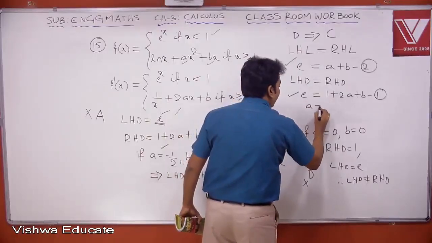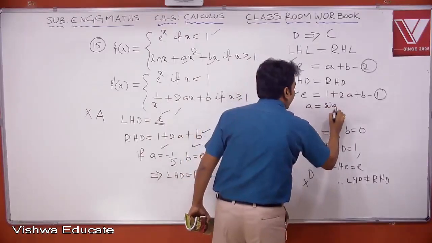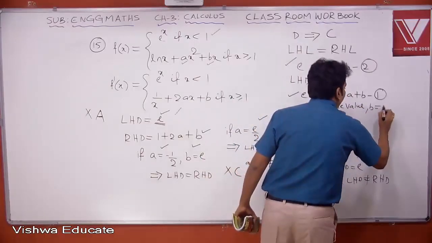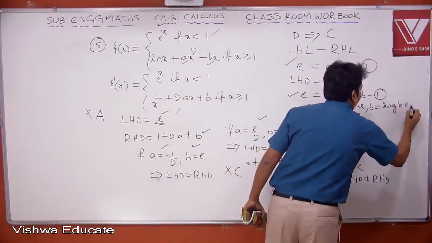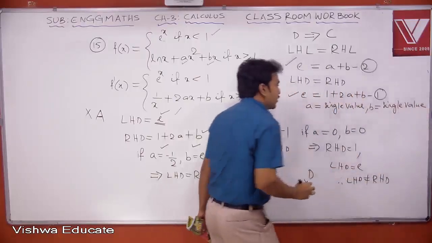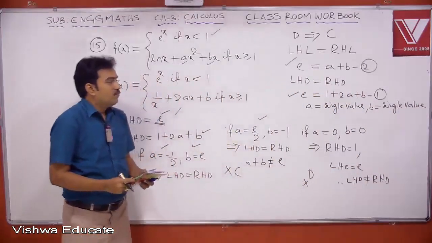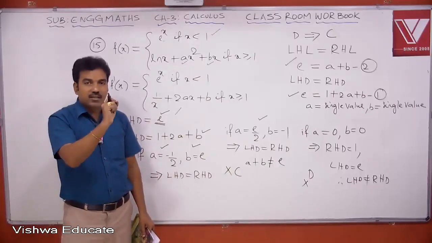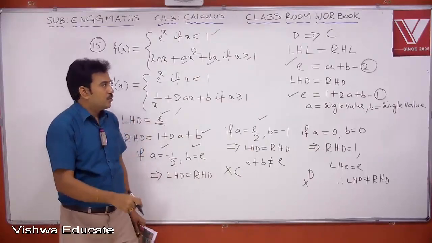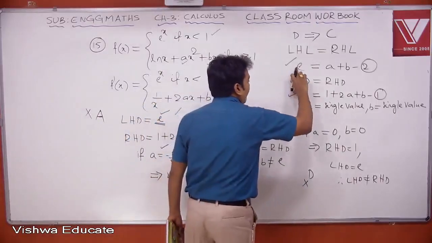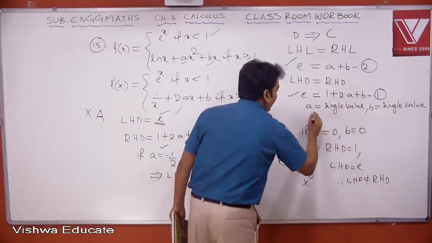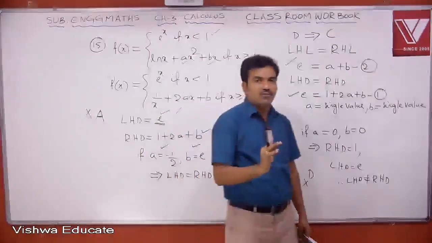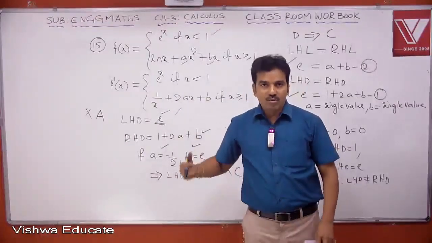We get a single value of A, exactly one value. Even B takes a single value. So f of x is differentiable at x equal to 1 for unique values of A and B. We just have to apply that if a function is differentiable, it is continuous. Based on these two equations, when you solve for A and B, you will get a single value for A and a single value for B. So option B is the right statement. So it is a very tricky question. Try to understand this. Okay, note this.